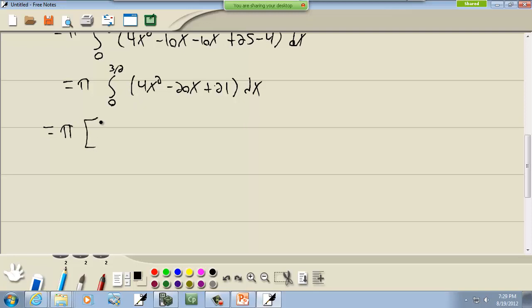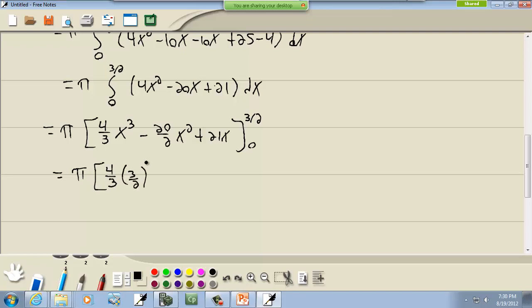Add 1 to your power, divide by your new power. So I got 4/3 x to the third, minus 20 over 2 x squared, plus 21x, from 0 to 3/2. Now that 0 drops away. It's not going to amount to anything if I were to plug it in. So I'm just going to plug in 3/2. So I got 4/3 times 3/2 to the third, minus 20 over 2 is 10, times 3/2 squared, plus 21 times 3/2.